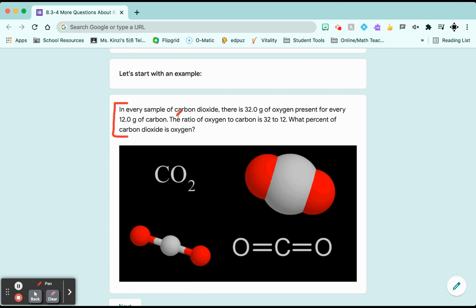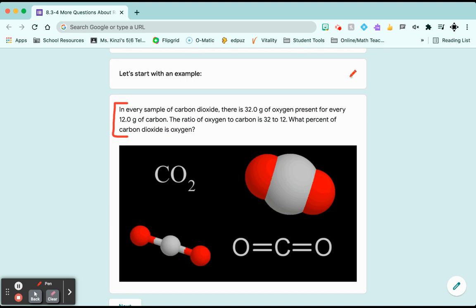In every sample of carbon dioxide, there is 32 grams of oxygen present for every 12 grams of carbon. So the ratio of oxygen to carbon is 32 to 12. And we need to answer the question, what percent of carbon dioxide is oxygen?